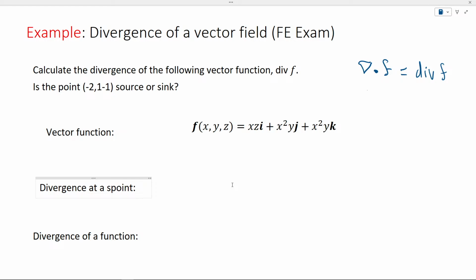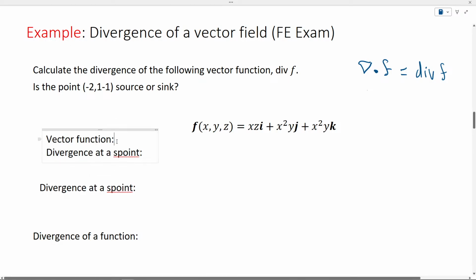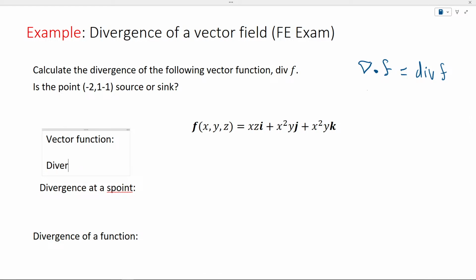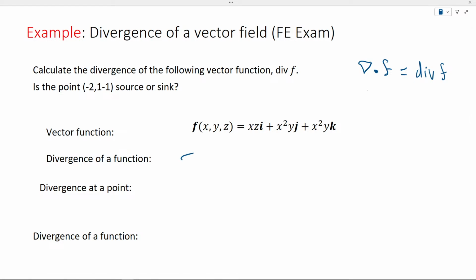Yeah, let's try typing. If you copy this and paste it here, I can type: divergence of a function. That's a vector function at a point. The divergence of this function is not difficult, remember? It is this, and that will give me a scalar.